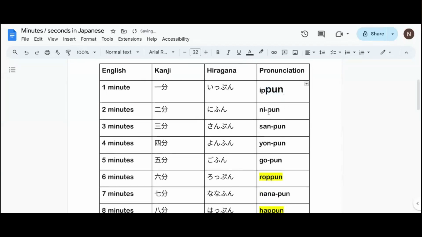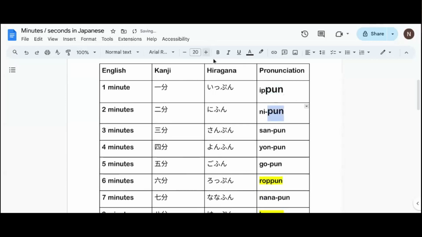Add the pun. Add the number and then the pun. Then you can get the minute. It's ippun. Okay. This is not ichipun. Remember your exemption in telling your age.